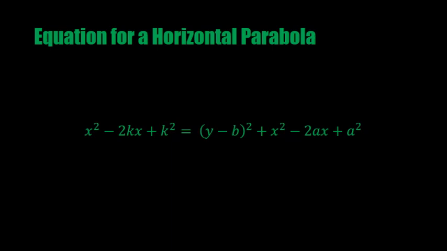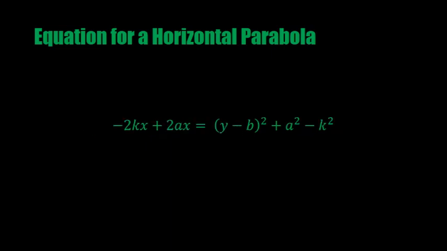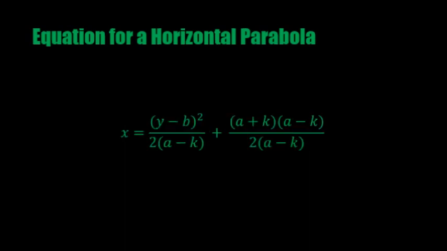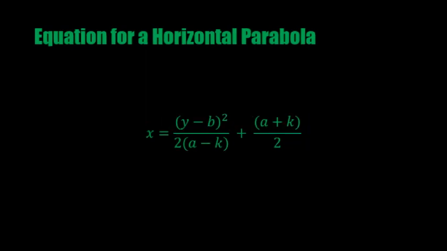So that leaves us with doing the same thing that we did in the first one. We cancel out the x squares. The 2kx can go over to the right side, and the 2ax will be brought over to the left side, and we factor out a 2x, and we get (a minus k) is equal to all of this. And we're going to just go ahead and say that a squared minus k squared is equal to (a minus k) times the quantity (a plus k). Simplify from there, we get x is equal to (y minus b) squared over 2 times (a minus k), plus (a plus k) over 2.